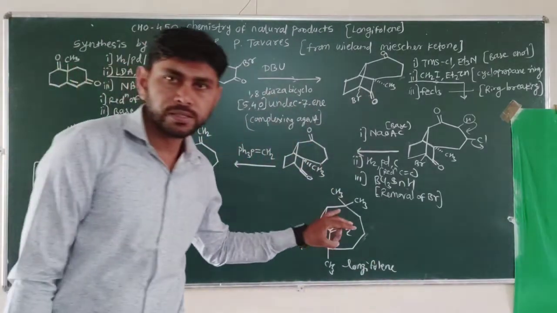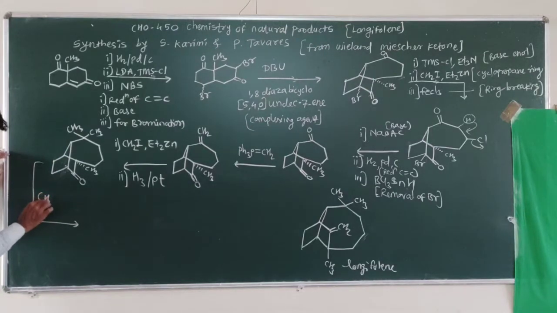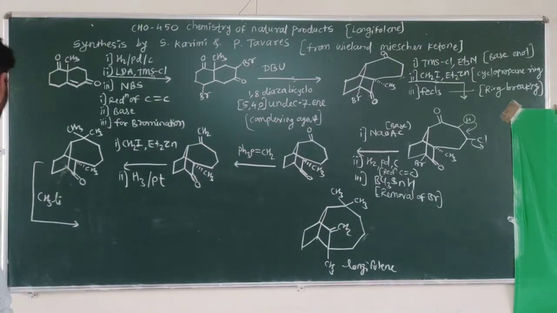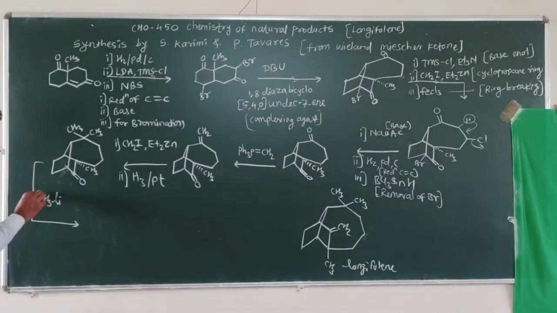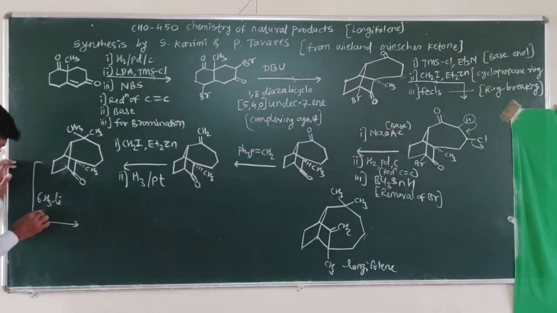So at this stage, see the structure of longifolene. So what changes have we made here? This skeleton is ready. Now we have to change this one so that we can obtain the CH3Li. Now CH3Li is the base here. So in the first step, CH3Li acts as a base. That base removes a proton from the active site.